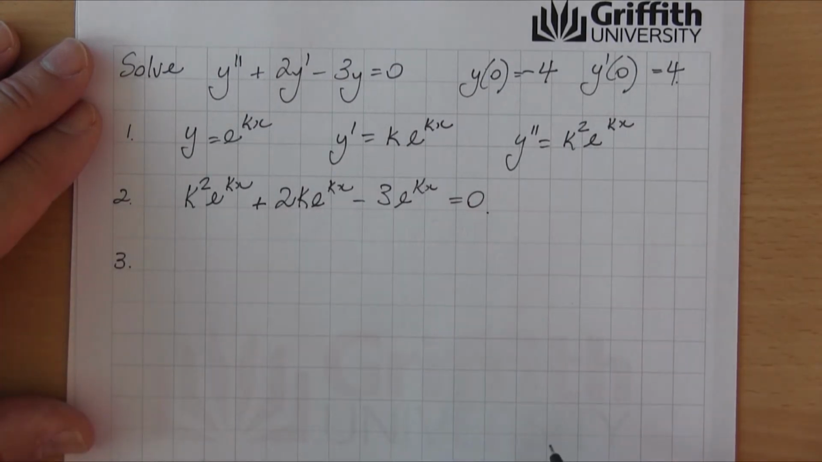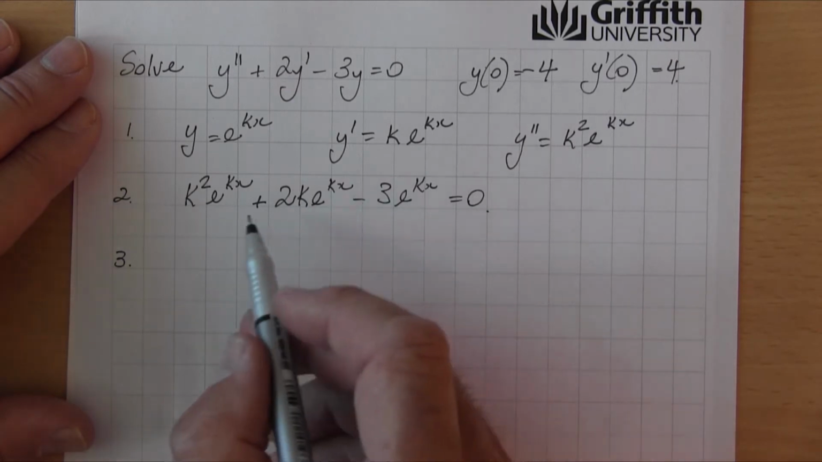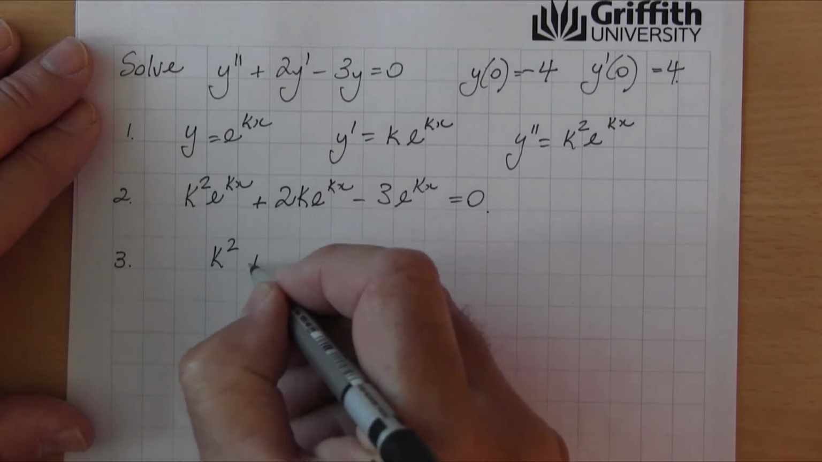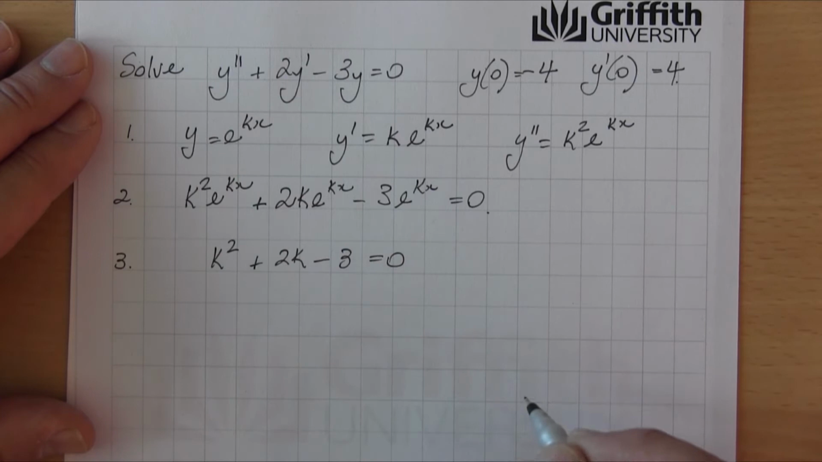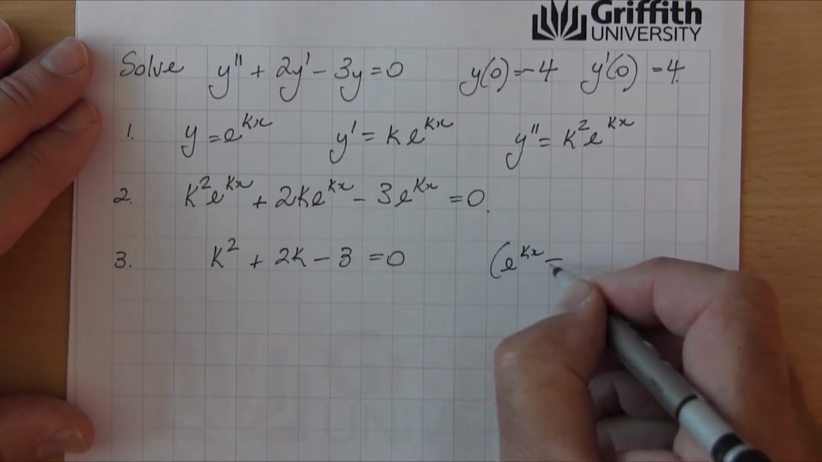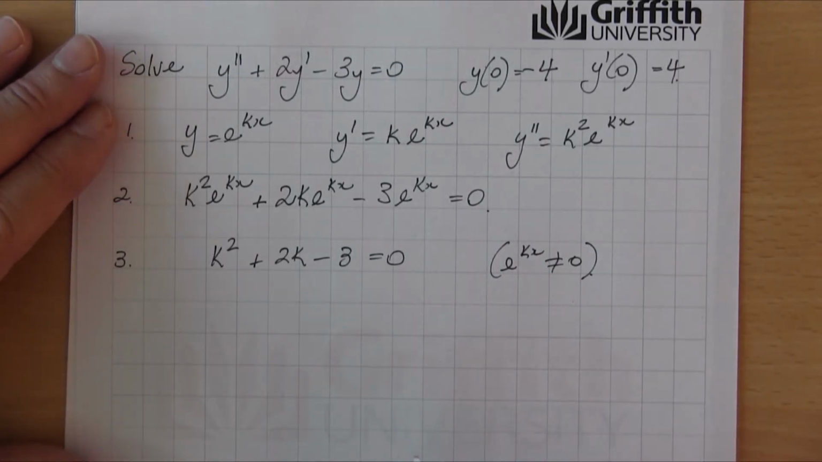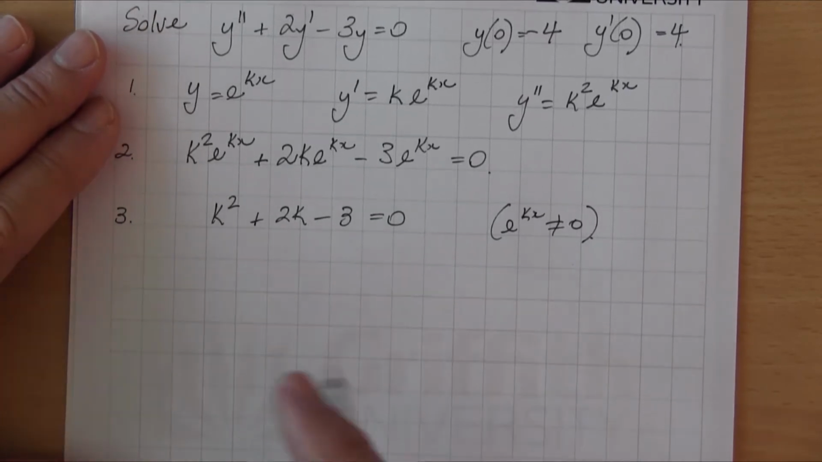Step 3 is to divide right through by e to the kx, and we get k squared plus 2k minus 3 is equal to 0. We know that e to the kx cannot be equal to 0. Okay, so we now have to use the quadratic formula to find k.